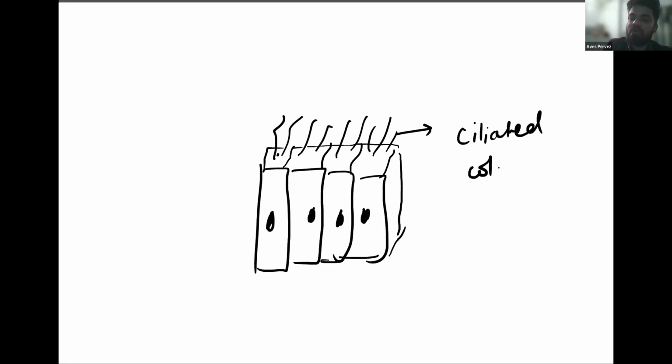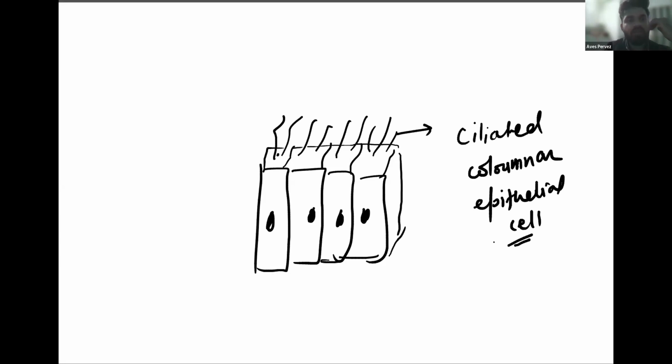Ciliated columnar epithelial cell. Okay, got it? Yes, sir. And where are they generally present? They are present in the stomach, in the lining of the stomach. Where are they present? Tell me.